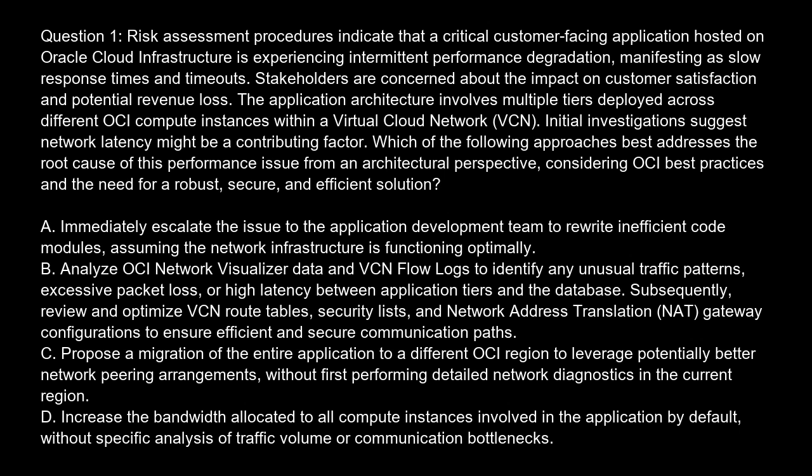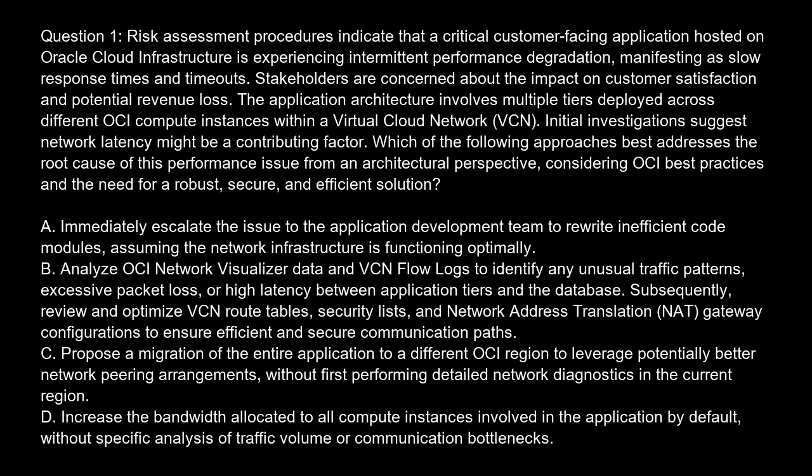Analyze OCI network visualizer data and VCN flow logs to identify any unusual traffic patterns, excessive packet loss, or high latency between application tiers and the database. Subsequently, review and optimize VCN route tables, security lists, and network address translation, NAT, gateway configurations to ensure efficient and secure communication paths. Option C.